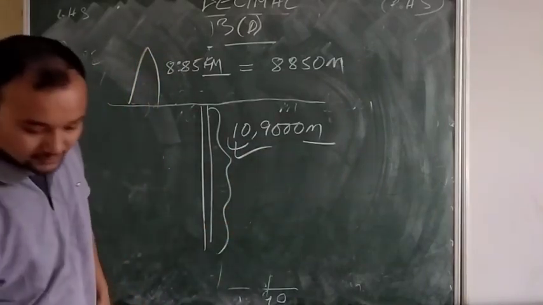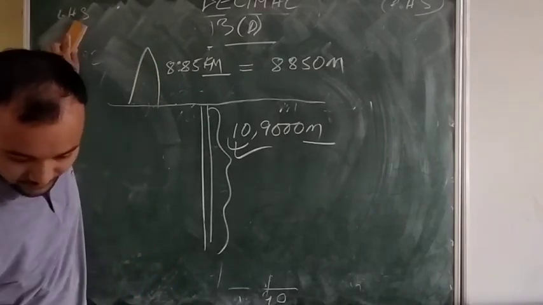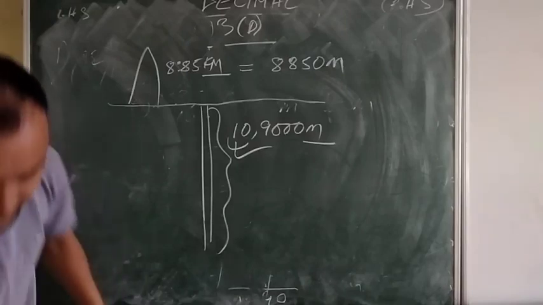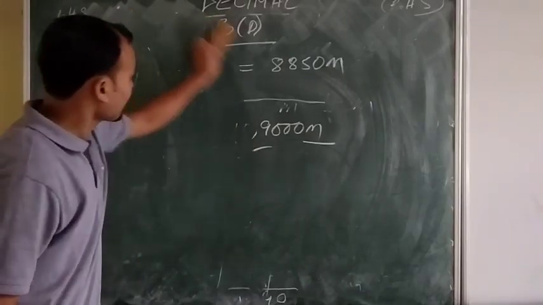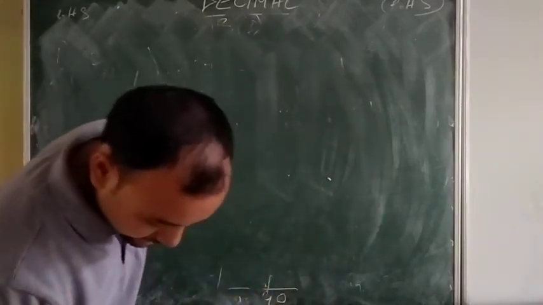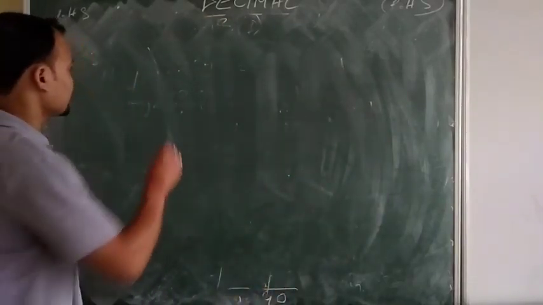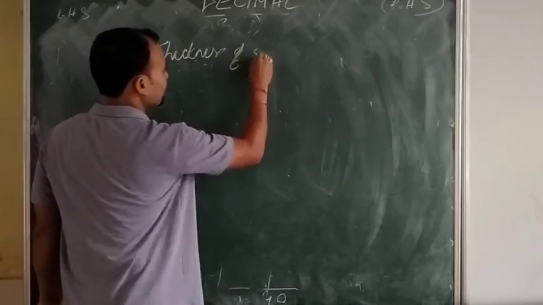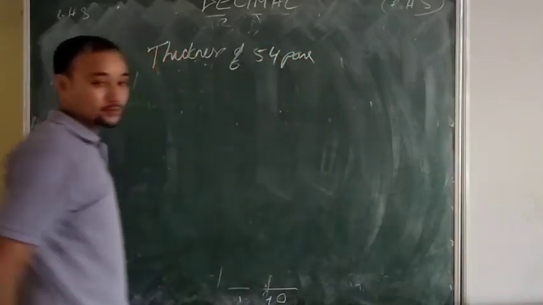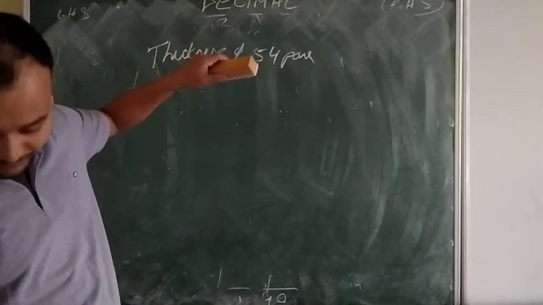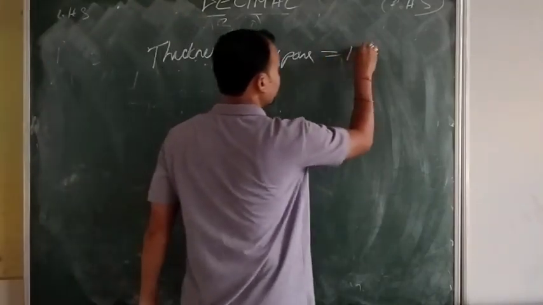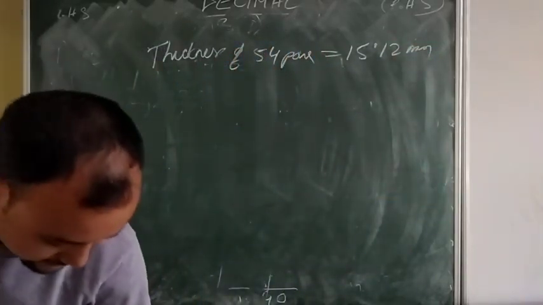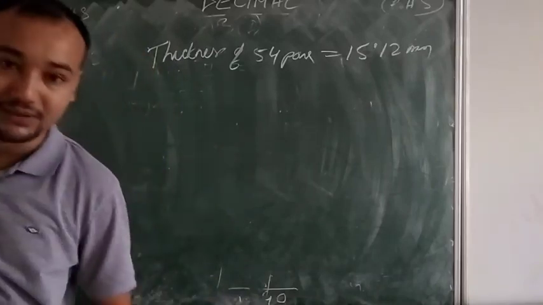Great. Okay. Move to the next question. What is the question saying? It is the thickness of a paper. The thickness of 54 papers, a stack of paper. It is only 54 papers, and the thickness of the 54 papers is 15.12 mm. Now, what is the question? The question is asking what is the thickness of each paper in centimeter?